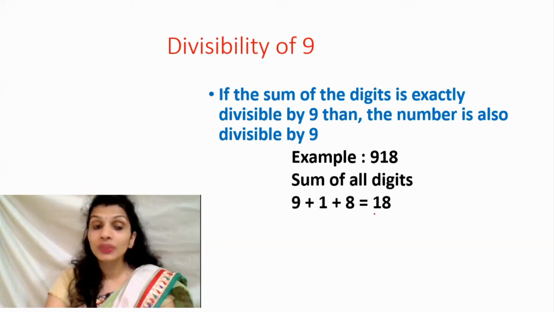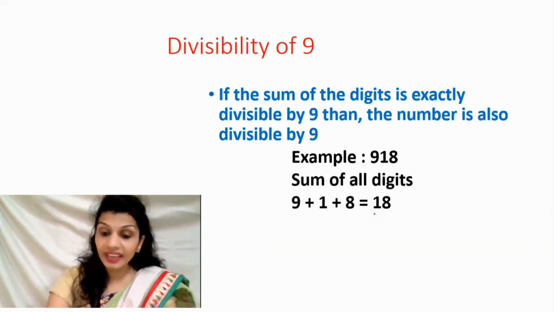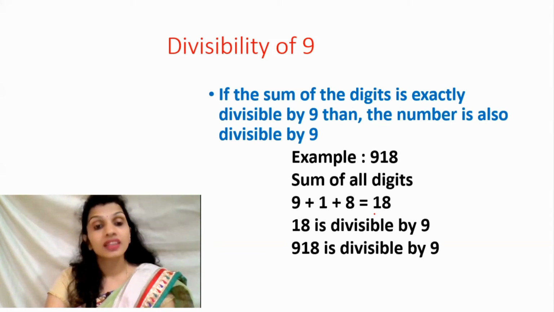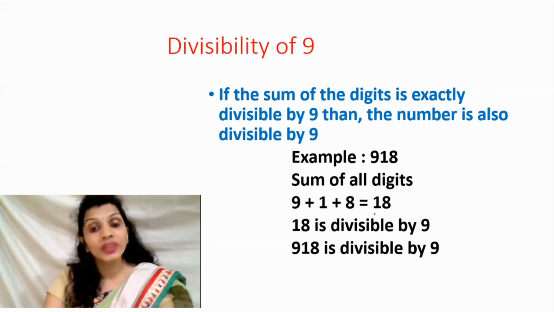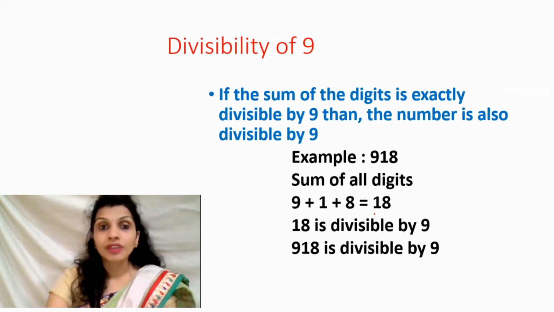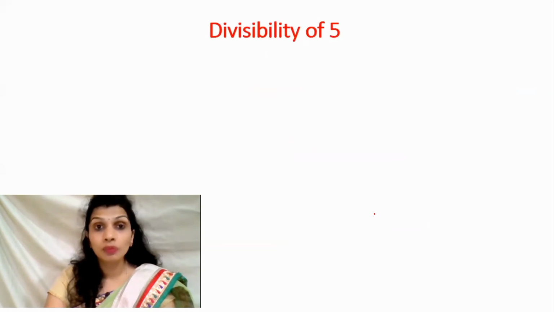It means that you know that 18 is divisible by 9. So we can say that 918 is divisible by 9. So students, it's so simple that by the divisibility rule, without dividing only, you can tell which number is divisible by which number. Now, let us move further.